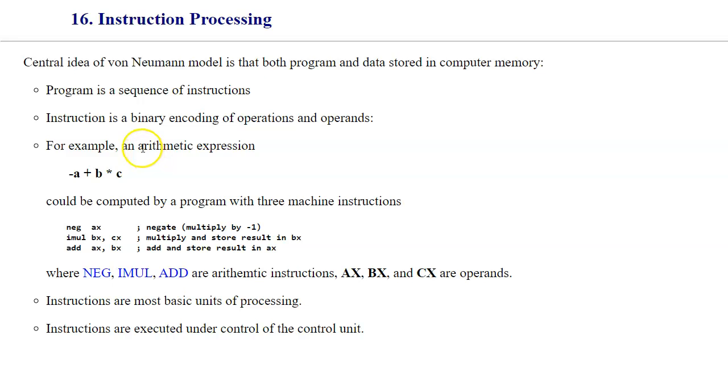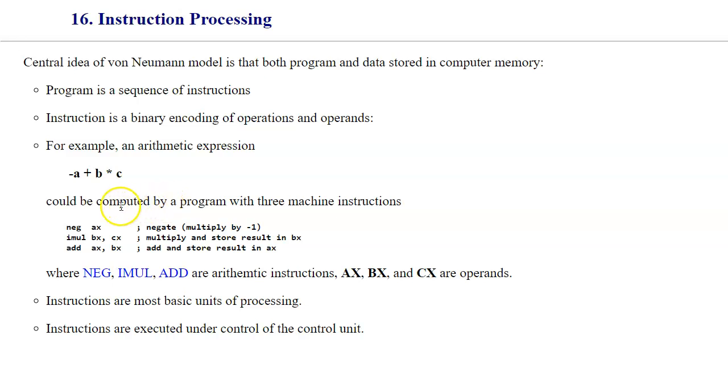So if you think about an arithmetic expression such as negative a plus b multiplied by c, in terms of the von Neumann computer model, a program is a sequence of instructions, and each instruction has a unique binary code or binary encoding, and that includes both the code of operation and the code of operands. So these A, B, and C have to be presented to the CPU in terms of recognizable operands.